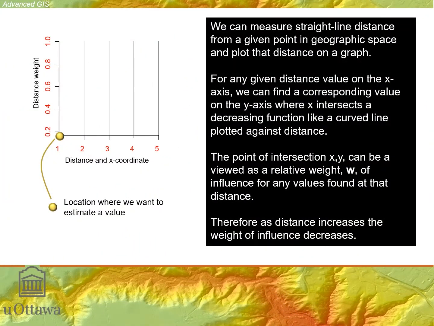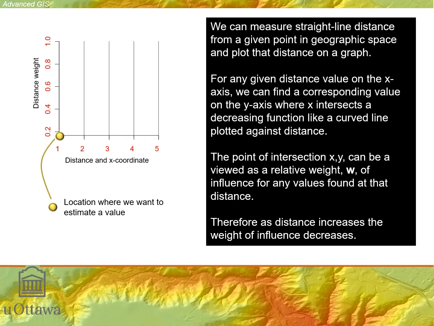To model spatial autocorrelation, we can measure a straight line distance from any given point in geographic space and plot that distance on a graph. So let's say here on this graph on the left, we have a location. Our location right here is the location where we want to estimate. So we want to estimate a value at that location, and we have no measured values at that location. And this is a one-dimensional example, obviously, just to make it easy to understand.